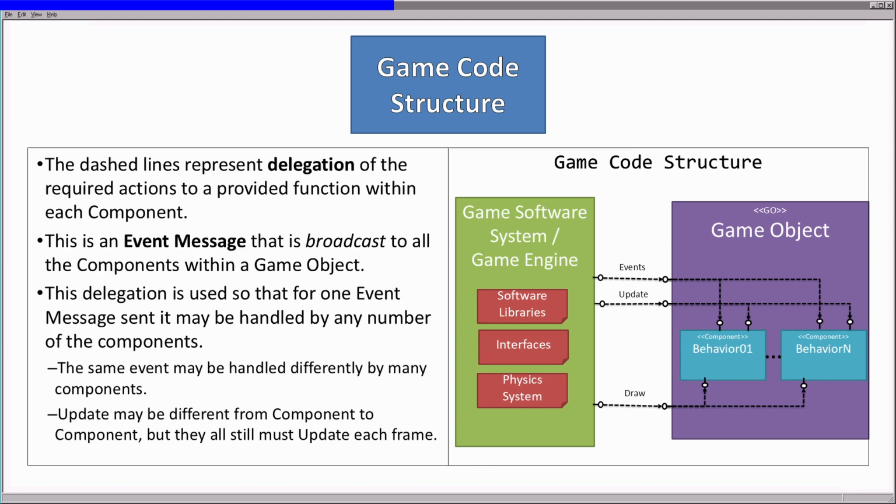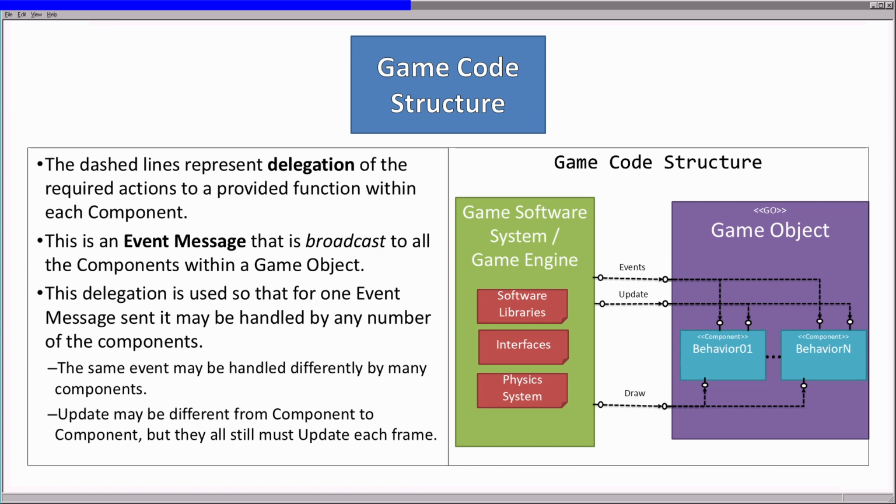As we've mentioned, the dashed line represents delegation of the required action to be provided by the functions within the component. Delegation means entrusting a responsibility, or for our purposes, delivering an event message. This is an event message that is broadcast to all the components within a game object. One event may have code handling it in several different components. The components handling these events can be considered listening for those messages. The delegation is used so that one event message may be handled by any number of components. The same event may be handled differently by many different components.